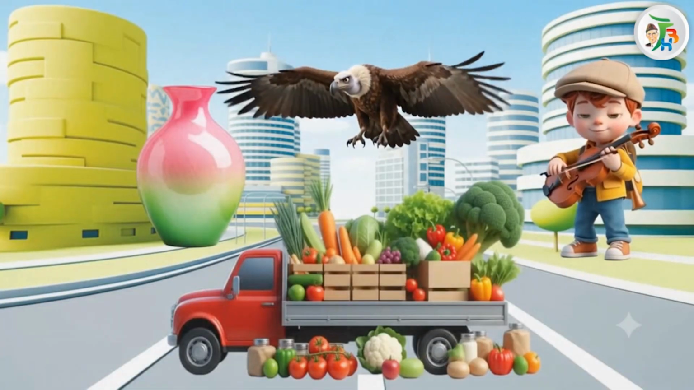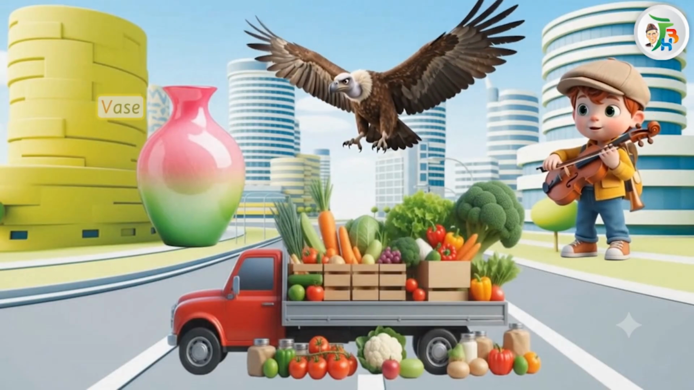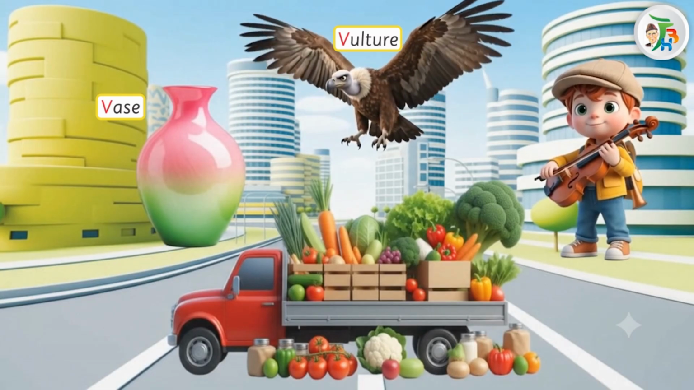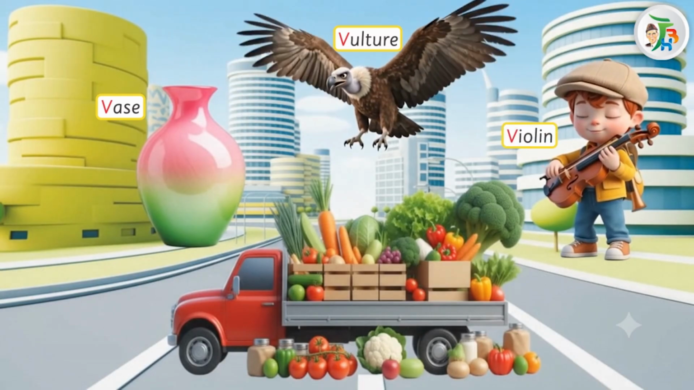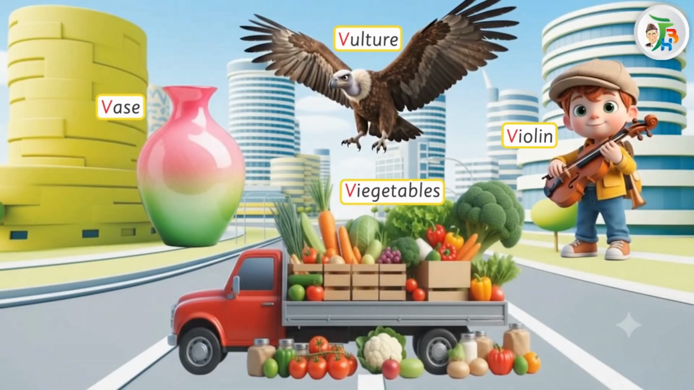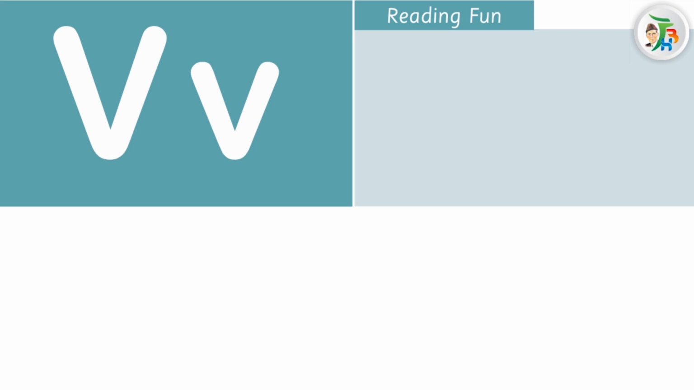Let's look at the picture and learn the words that start with the letter V. V for vase. V for vulture. V for violin. V for vegetables. V for van. This is the letter V reading fun.